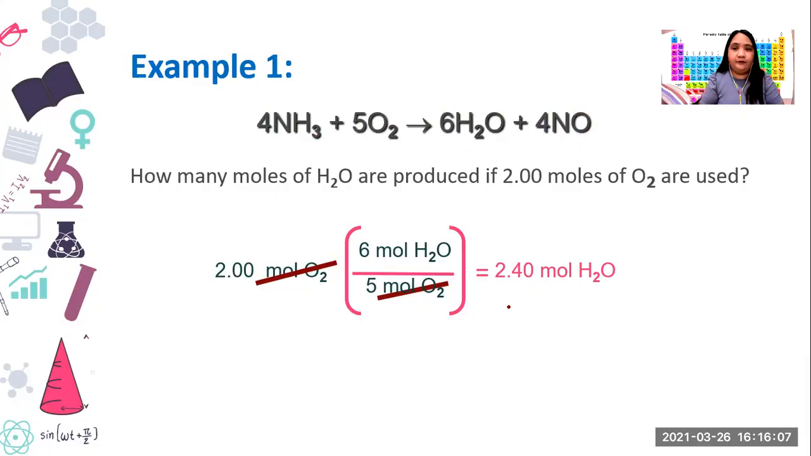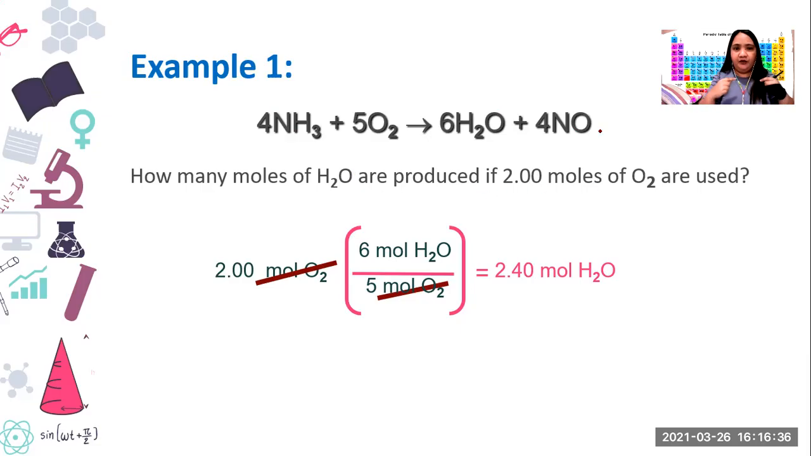So let's start with example 1. How many moles of water are produced if 2 moles of O2 are used? You can already see the solution here, but I'll just redo it so that you can understand it hopefully better. Pardon my handwriting. So it says here 2 moles of oxygen. We're looking for how many moles of water are produced if 2 moles of oxygen are used.